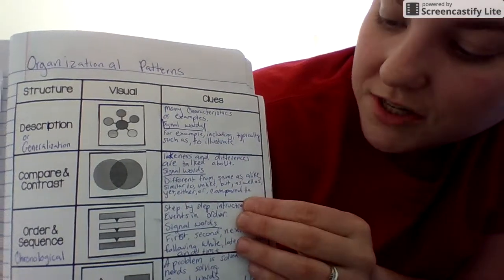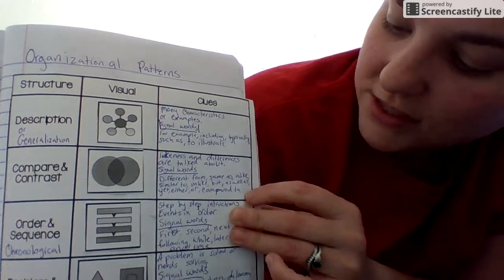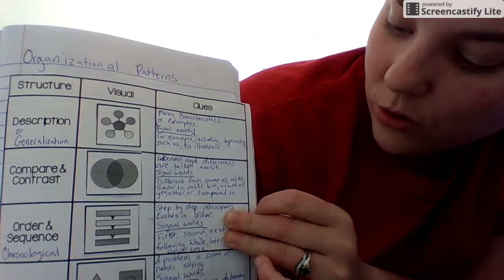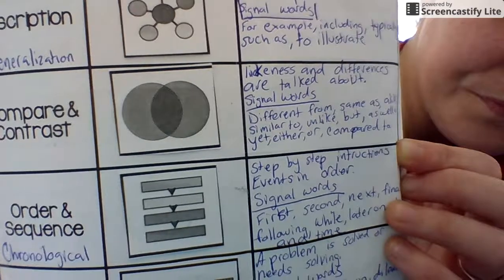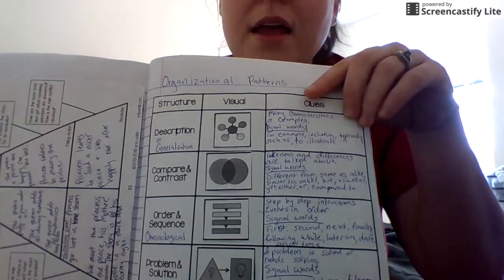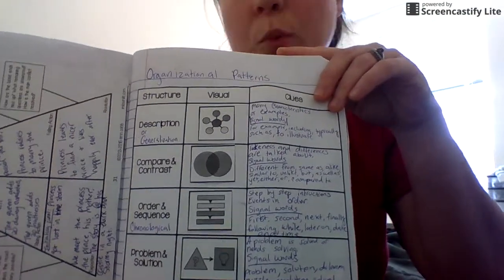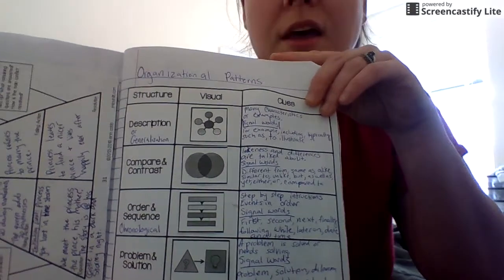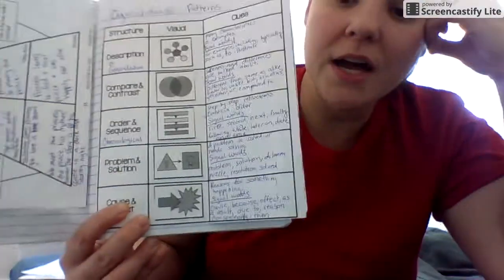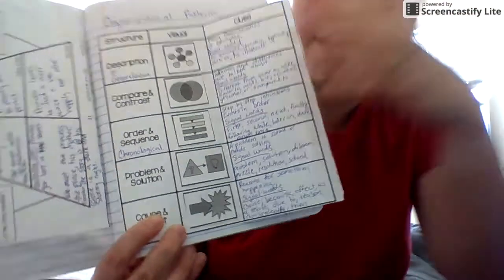Our signal words are different from, same, alike, similar to, unlike, but, as well as, yet, either, or, compared to. So I'm going to put that up close so you guys can pause it. You guys have dealt with comparison and contrast before. It's basically when you're comparing, say, PS4 to an Xbox, or two sports teams, or two books. If I wanted to compare Harry Potter to Hunger Games, how are they alike and how are they different? If I wanted to compare football to basketball, how are they alike and how are they different?